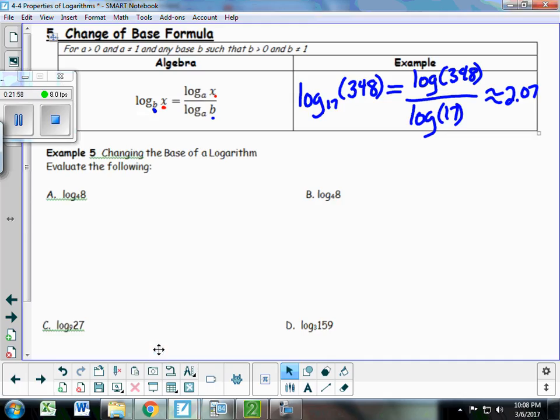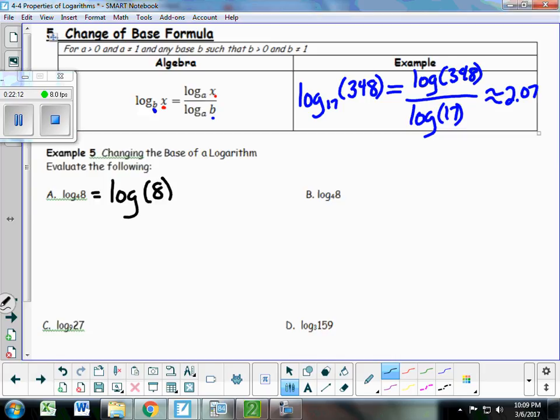Okay, so let's practice with changing the base of the logarithm. Okay, so for this part A, we can change that to log of the 8 divided by log of the 4. Enter that into our calculator, and this one is not an approximate answer, it's exactly 1.5.